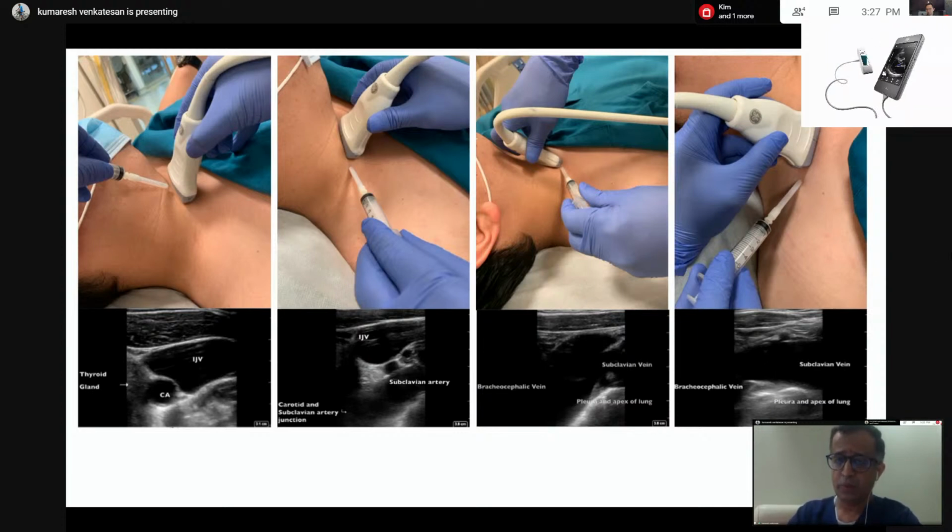Then you can move the probe laterally above the clavicle in the supraclavicular area, where you can look for the subclavian vein. The subclavian vein can actually be seen very well in this patient, in this area, but may not be very well seen in all patients.